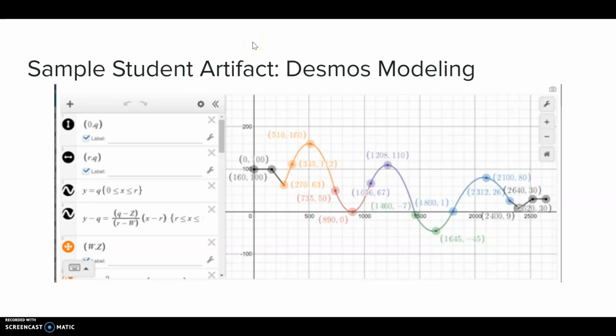Here's a sample student artifact for Desmos. Okay, so as you can see, Desmos gives them all the points pre-programmed for them, and the students are moving them around, meeting the requirements, and then they will eventually take all of these and transfer them to the worksheet on the previous slide and give us more information as we move forward throughout this unit.